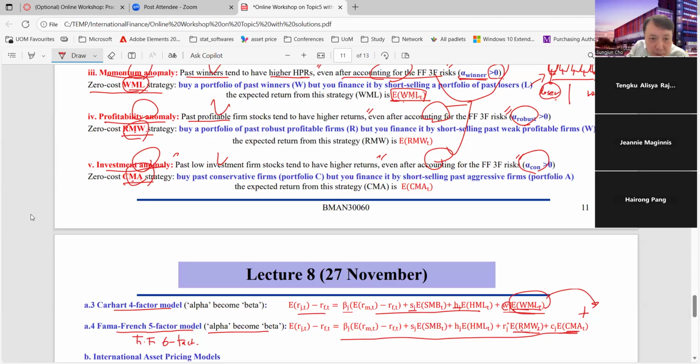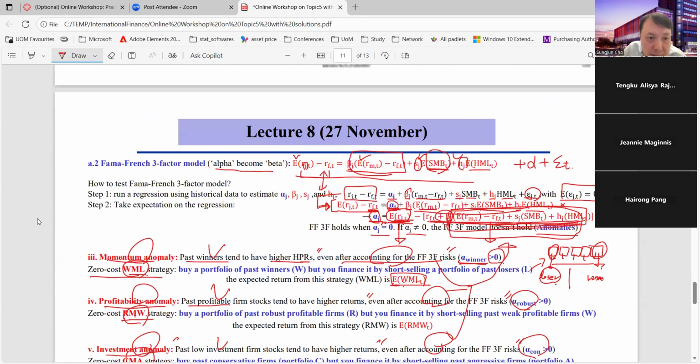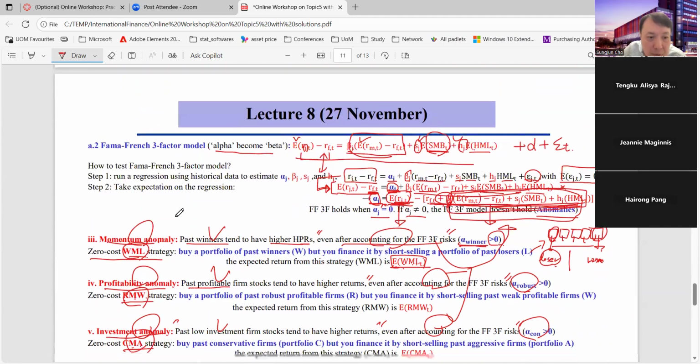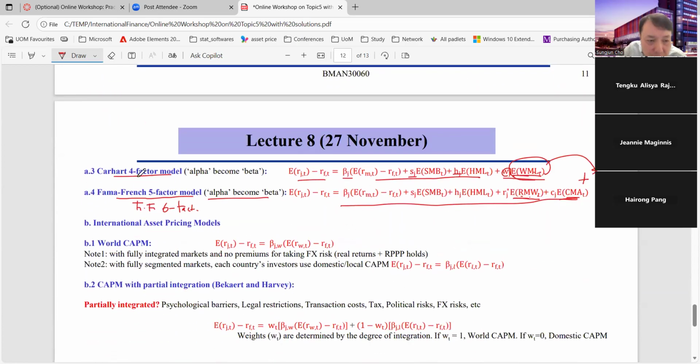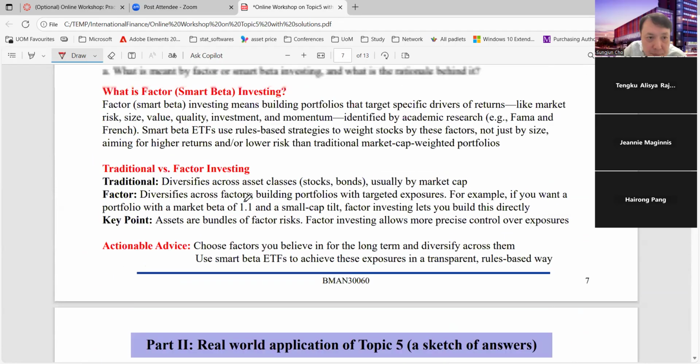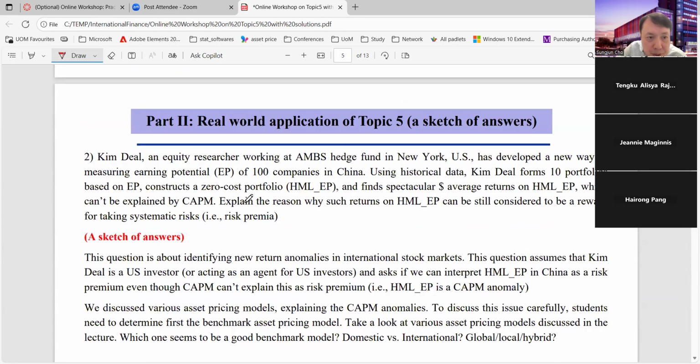Then, if we are thinking about the anomaly in the US market, so you are a US investor, you are thinking about anomalies in the US market, and you need to determine what is the benchmark model. The possible candidates will be CAPM, Fama-French 3-factor model, Carhart 4-factor model, and Fama-French 5-factor model. You need to choose one benchmark first by yourself if you get this kind of question.